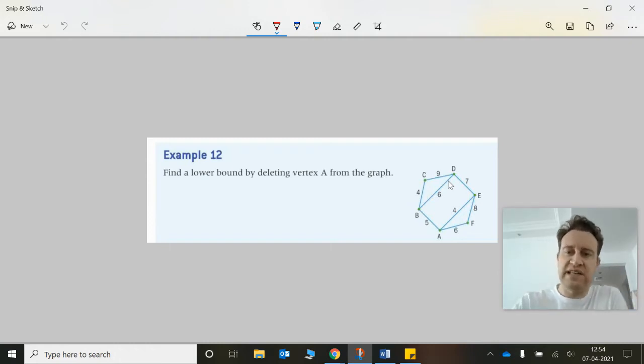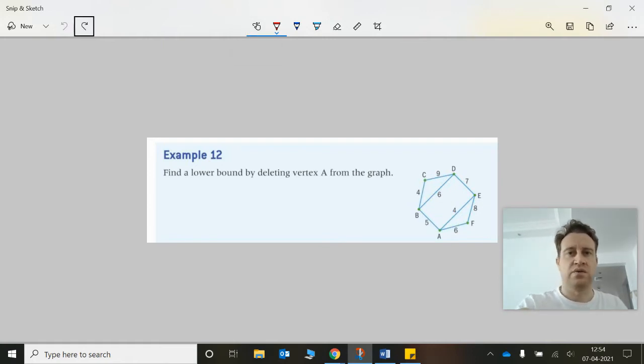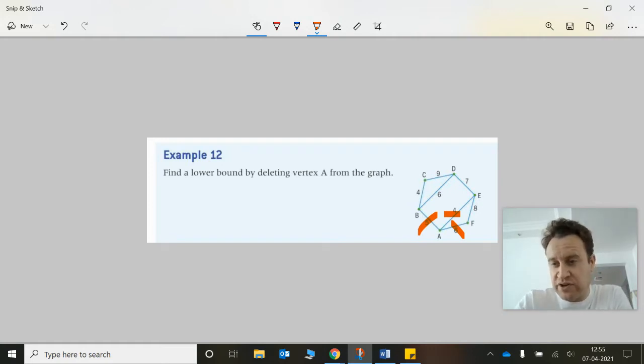Okay, so delete A. So get rid of this and all of the lengths which are incident to it. So this one, and this one. So that's what we're going to have. So let's draw that out. I'll tell you what. Let's just do it with this one here. Okay, so then we've got this, and this have disappeared. Now find a lower bound by deleting it. So now we need to find a minimum spanning tree, and we can use either Prim's or Kruskal's algorithm for that. Let's just do Prim's.